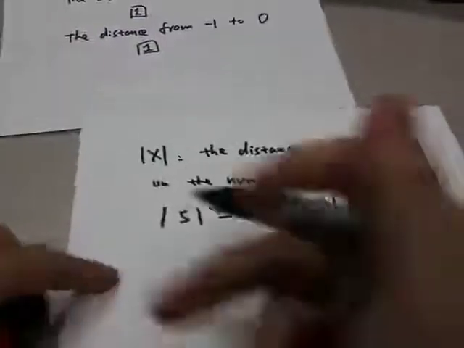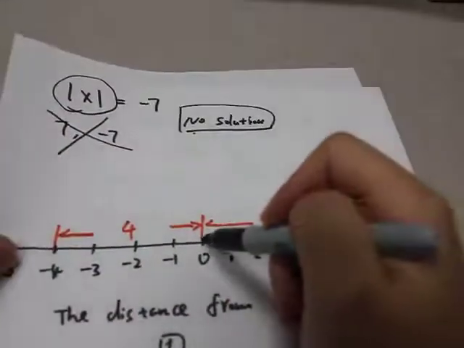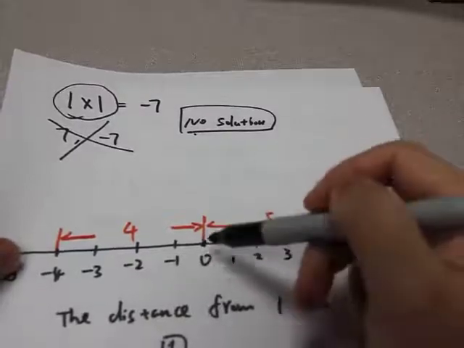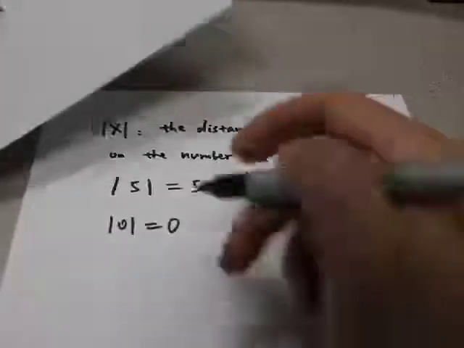And the absolute value of 0 is equal to 0. That's because right now you are standing at 0 at this point. So the distance between 0 and 0 is 0.